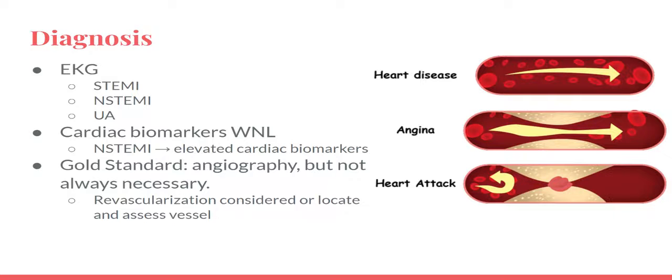With the cardiac biomarkers, like I mentioned on the last slide, in an NSTEMI, these biomarkers will be elevated, and the way you differentiate this from unstable angina is that the biomarkers will be within normal limits. The gold standard for diagnosing unstable angina is angiography, but that is not always necessary. It can be clinically indicated if you're considering revascularization.